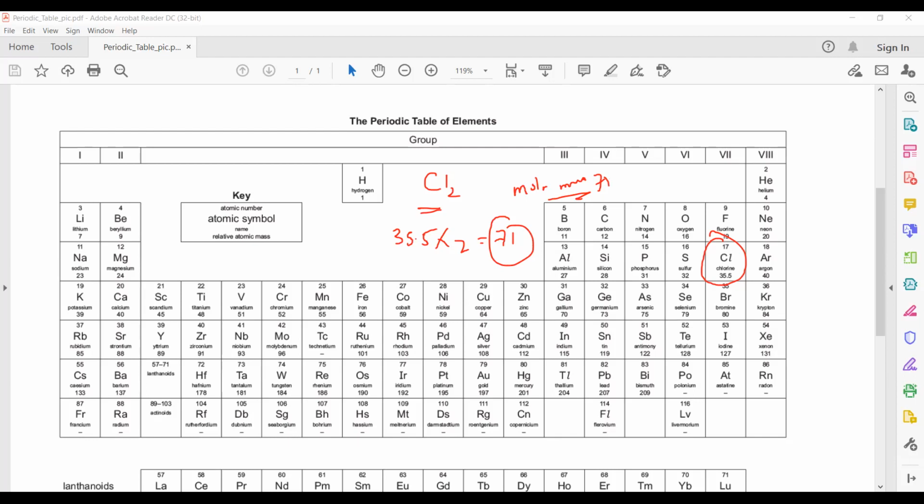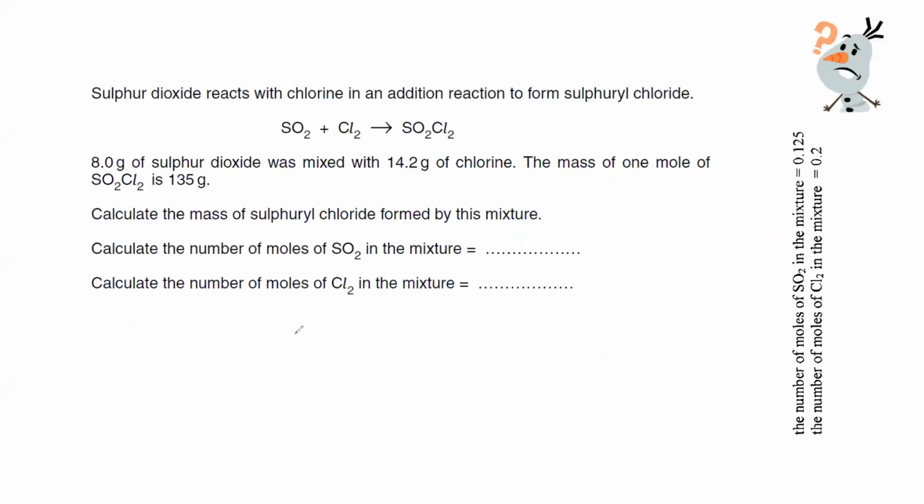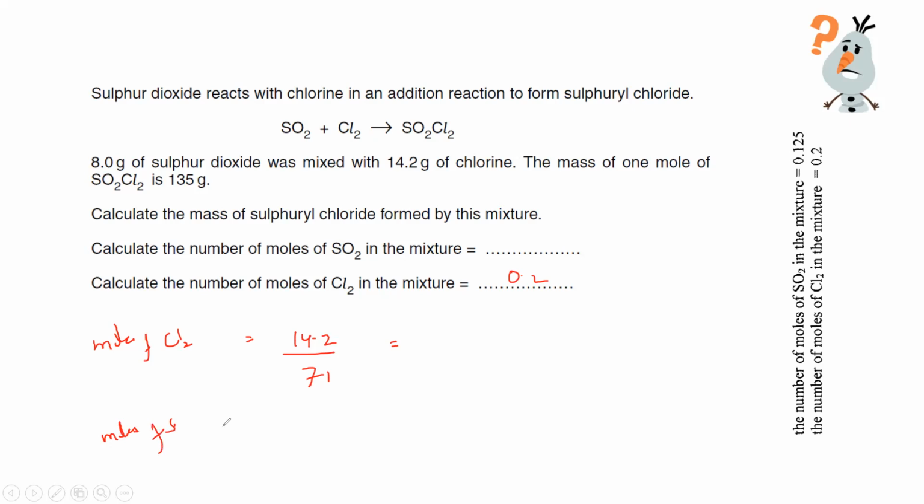To get the moles, because that's the main question, you need the moles. So for moles of the chlorine in the mixture, mass in gram is 14.2 divided by 71. What is the answer for this? 0.2. So this will be 0.2. And for moles of sulfur dioxide, that was 8 gram divided by 64. So we were getting 0.125. So this was 0.125 and the other one is 0.2. Is it clear, this question?